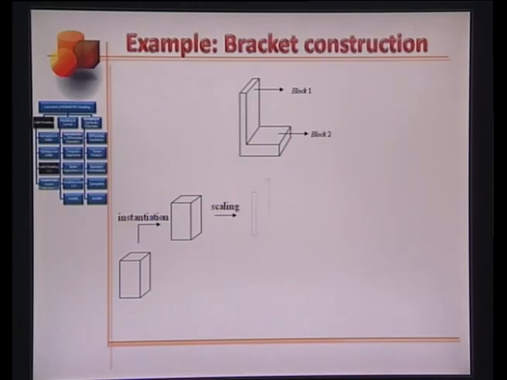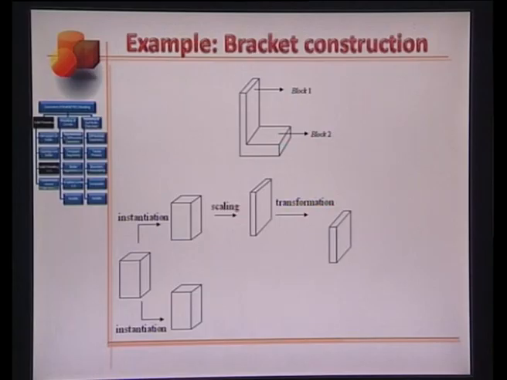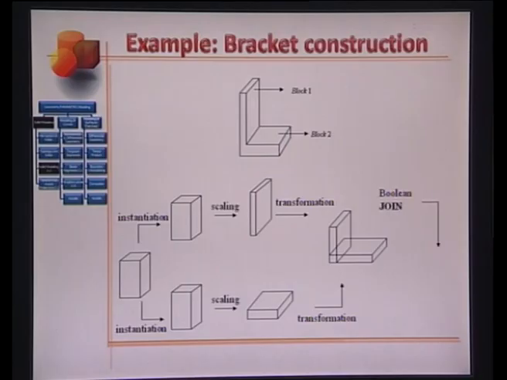I perform scaling to get block 1. And then I perform transformation to appropriately place it in the workspace. I make another copy of the block available to me in the workspace. In other words, I instantiate this block again. I scale it appropriately to the dimensions of block 2, which is seen in the top figure. I transform it to place it properly with respect to block 1, and then I perform Boolean join, which is a union of two blocks, to get the L bracket.